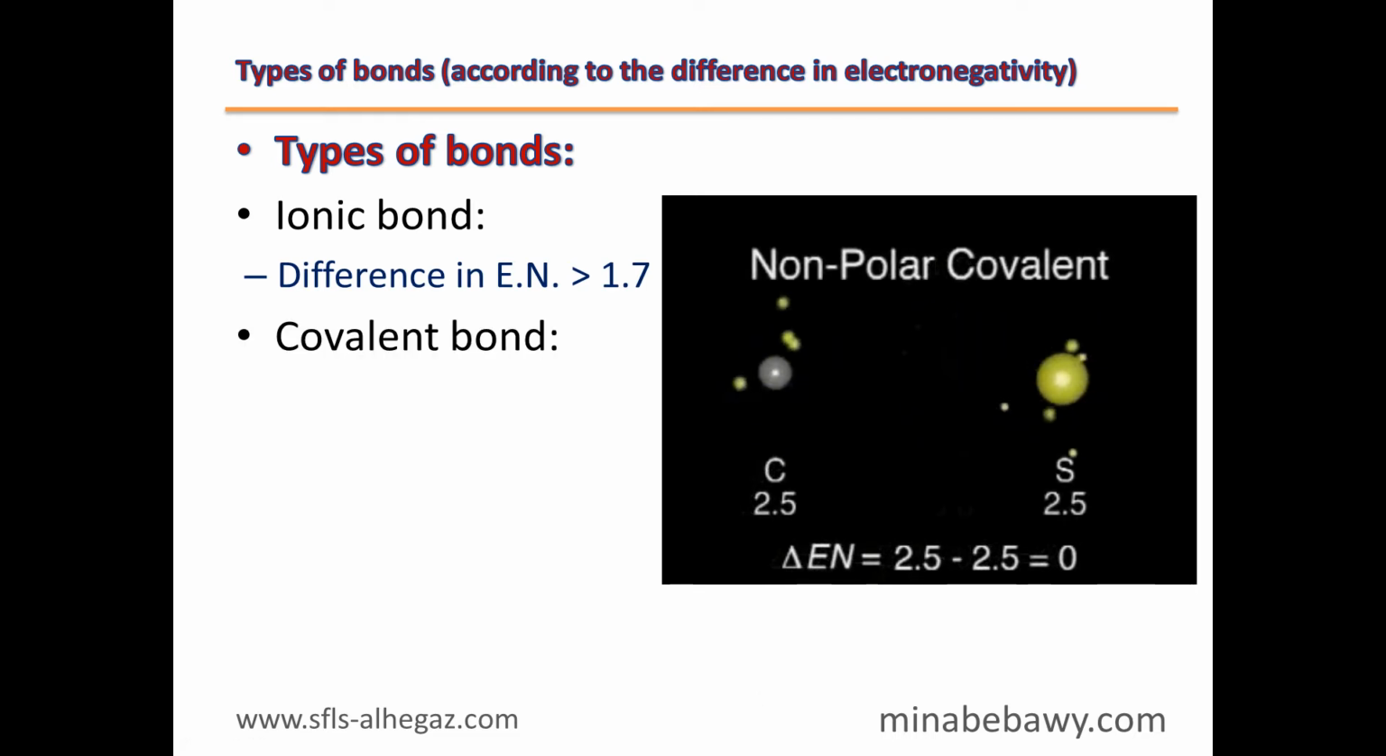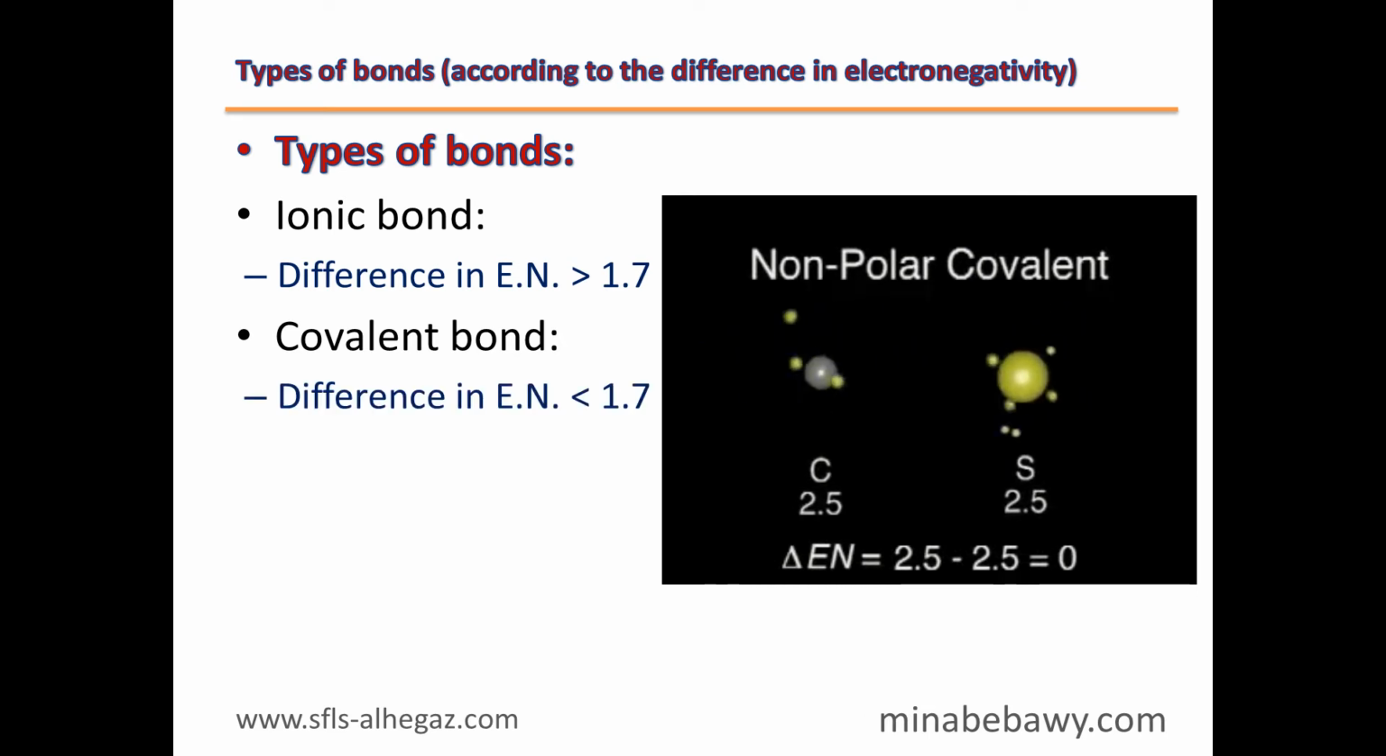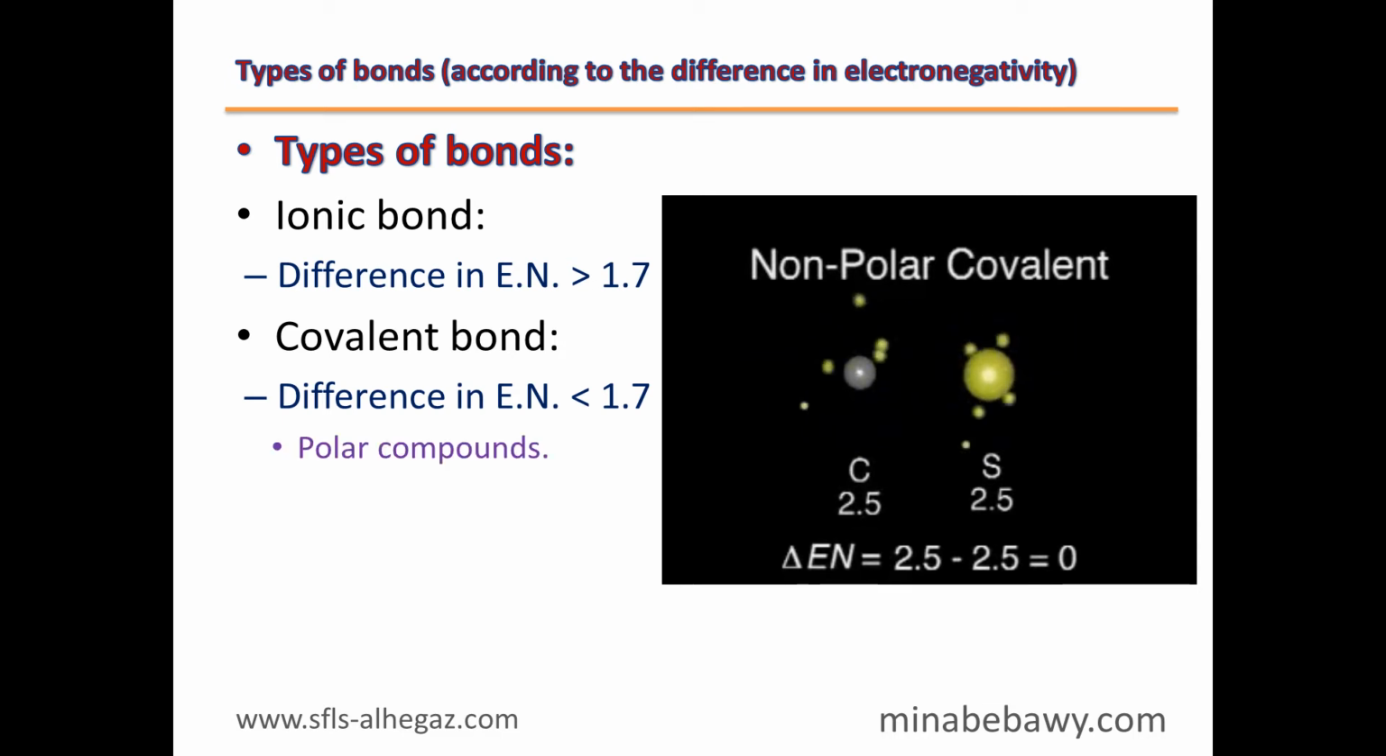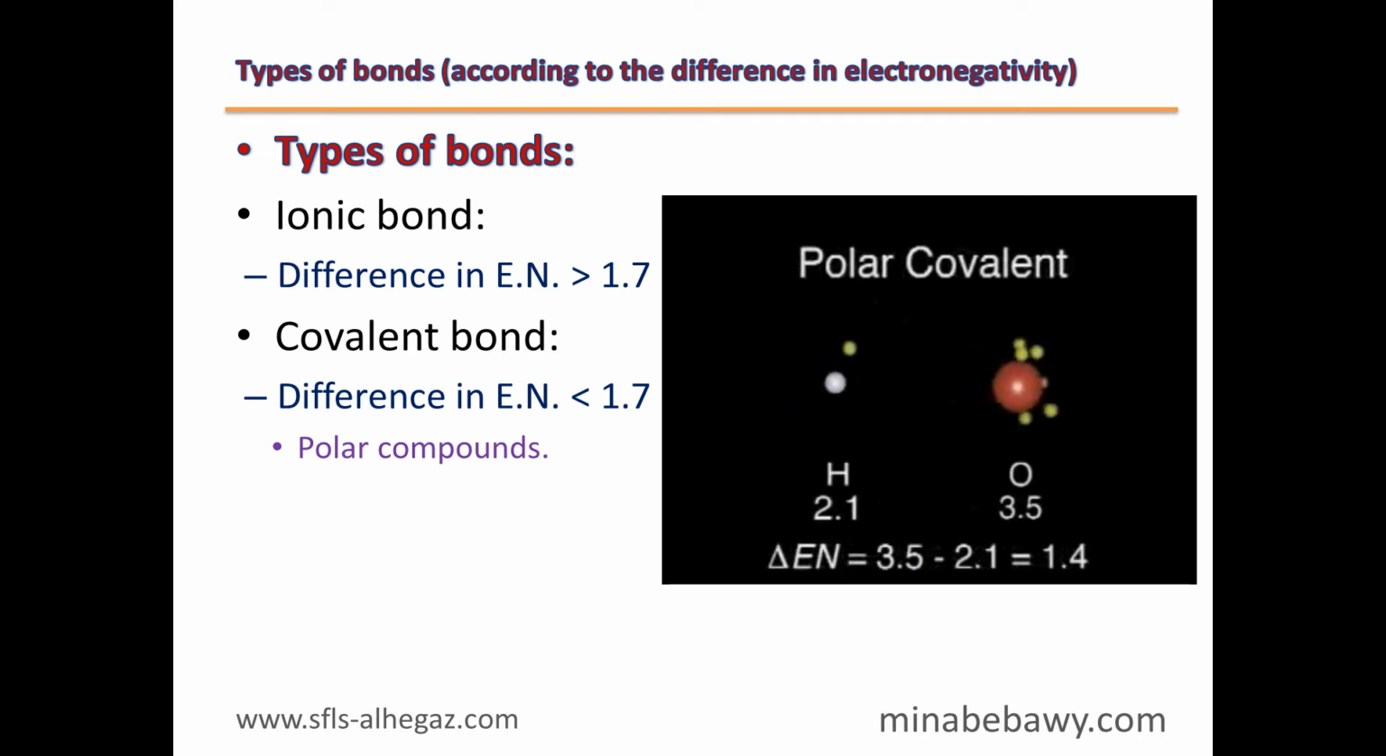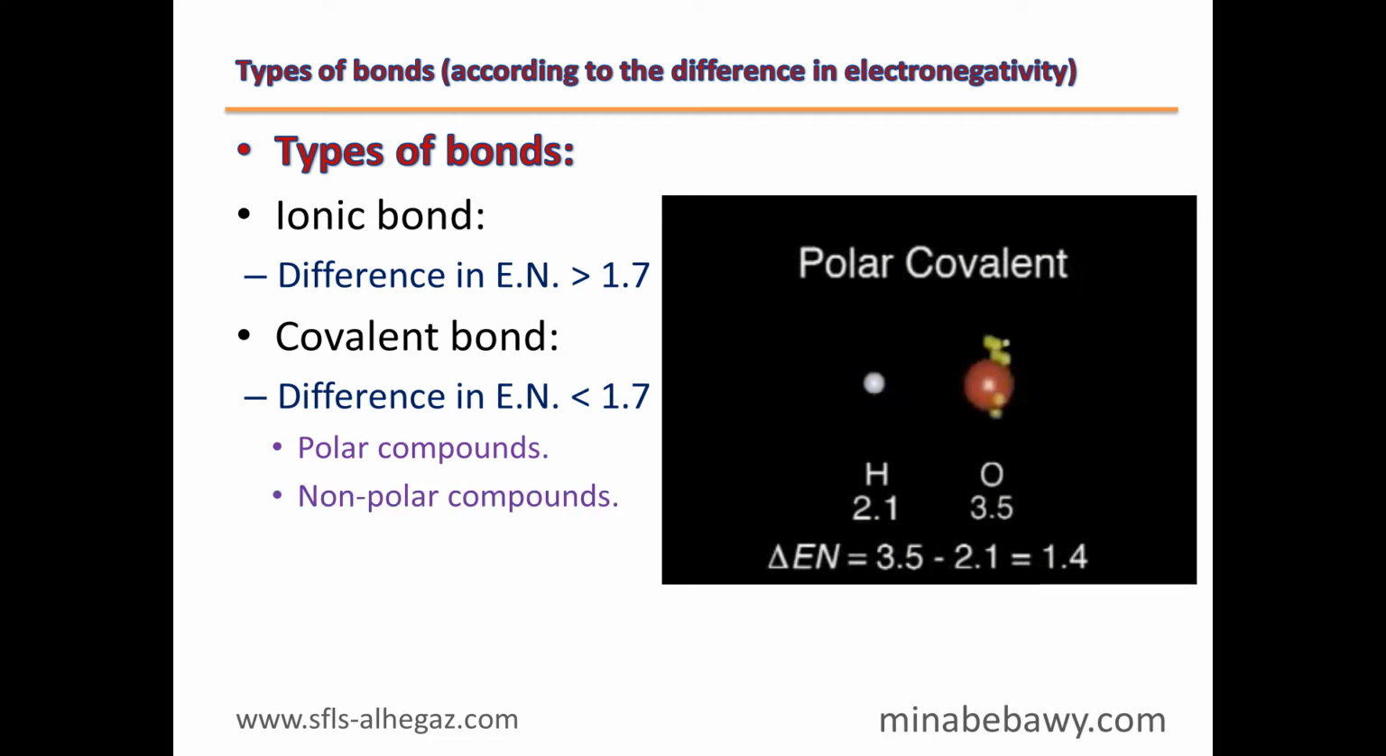The second type is covalent bonds, and we have two types of covalent bonds. If the difference in electronegativity is less than 1.7, it is a covalent bond. And if the difference is relatively high, which means near 1.7, we have a polar covalent compound. But if the difference is relatively low, which means that it is much less than 1.7 and approximately equal to 0, it is a nonpolar compound. If the difference is 0, we have a pure covalent bond.